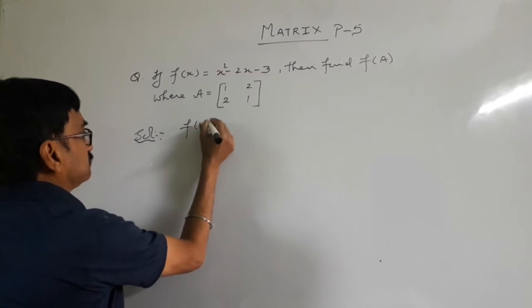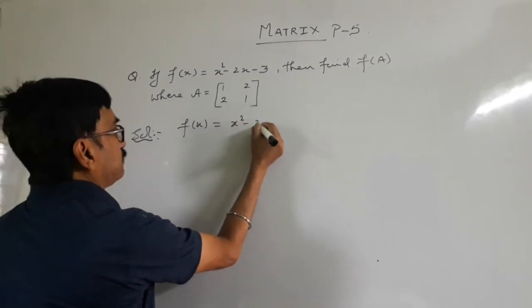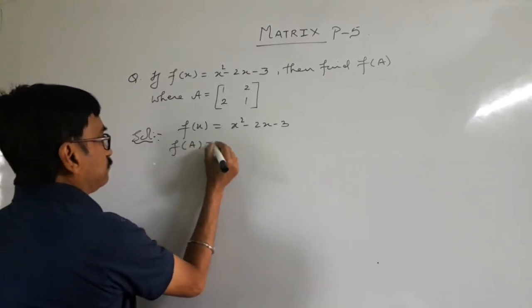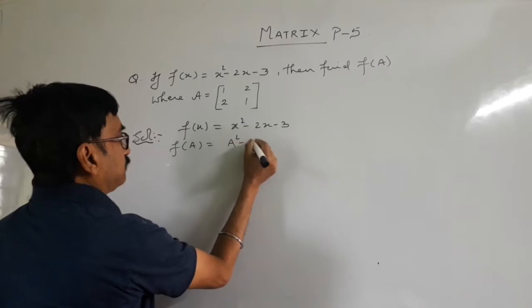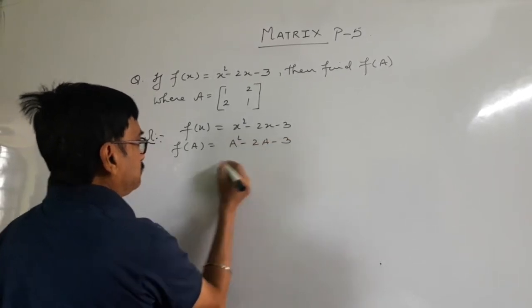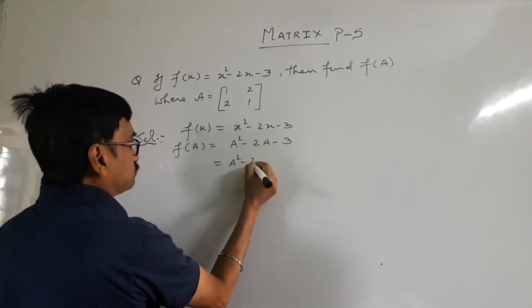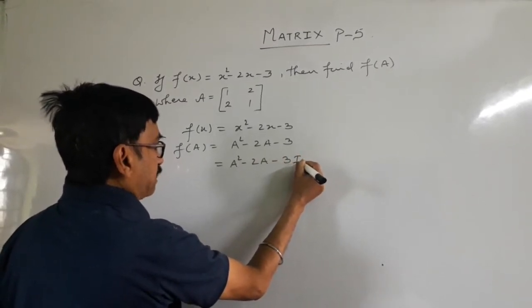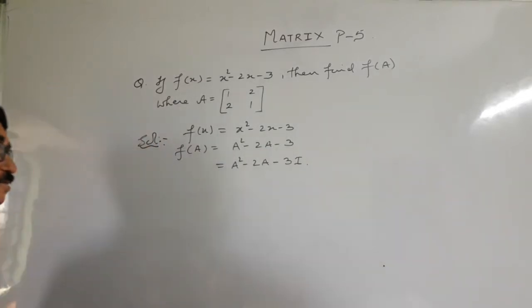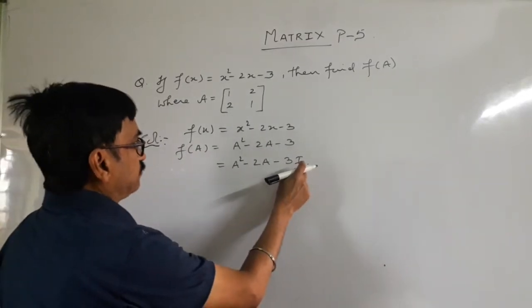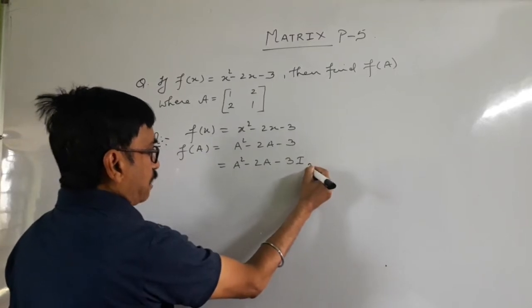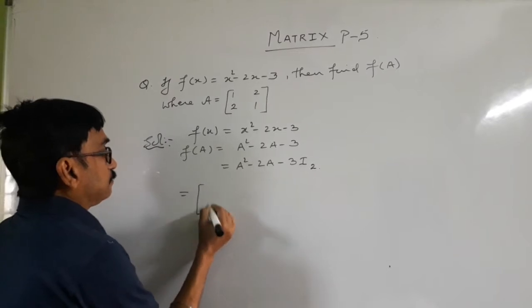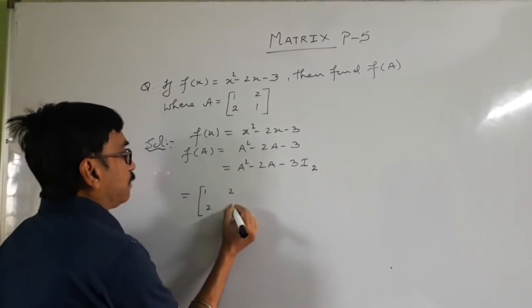f of x is given to us x square minus 2x minus 3. So f of A will become A square minus 2A minus 3. A square minus 2A, with the constant we will multiply the identity matrix I, and this identity matrix will be of the same order, I2, 2 by 2. So now A is given 1 2 2 1.